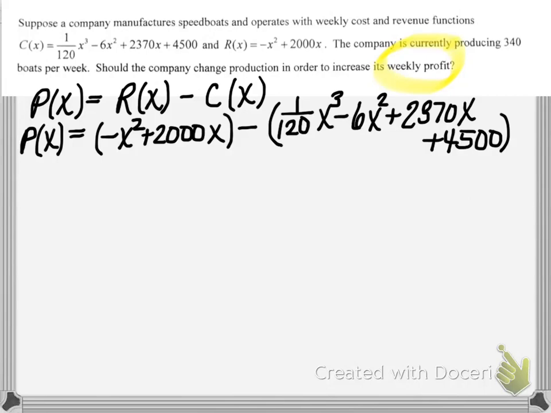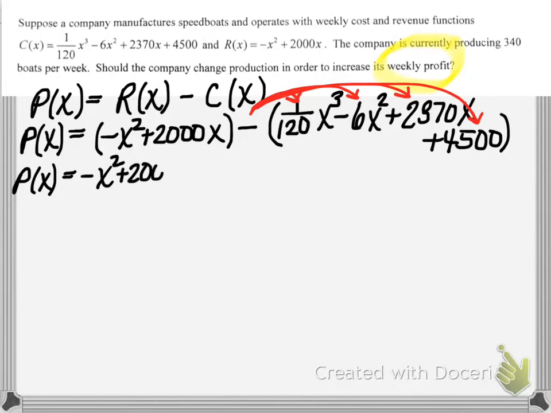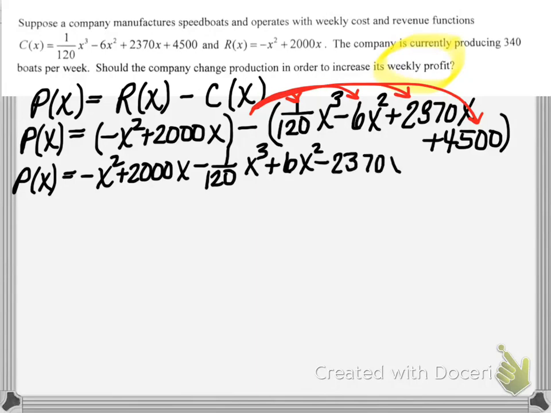So remembering that you need to distribute your negative here, this subtraction will distribute it all the way through our cost function, and then we will also combine like terms. So it looks like we end up with our profit is equal to negative x squared plus 2000x minus 1 divided by 120 x cubed plus 6x squared minus 2,370x, and that is a minus 4,500.